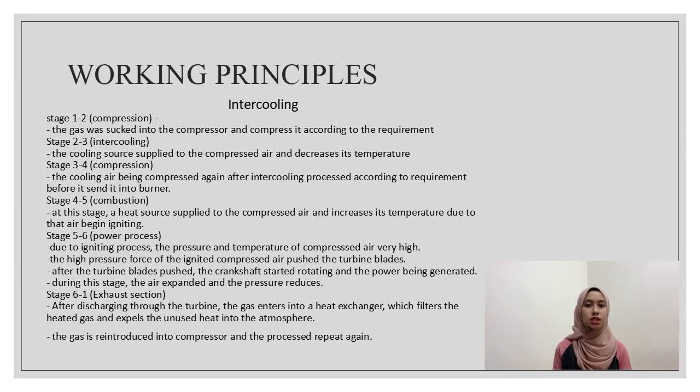At this stage, a heat source is supplied to the compressed air and increases its temperature as the air begins igniting. Stage 5 to 6 is the power process. Due to the igniting process, the pressure and the temperature of the compressed air are very high. The high pressure force of the ignited compressed air pushes the turbine blades. After the turbine blades are pushed, the crankshaft starts rotating and the power is generated. During this stage, the air expands and the pressure is reduced.